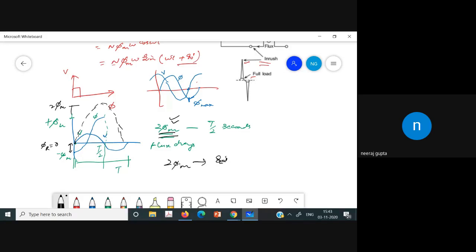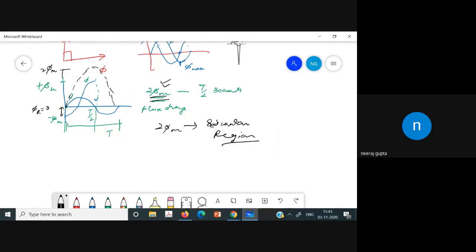So it drives the transformer deep into the saturation region because the flux demand is more, and it draws a large magnetizing current. It draws a large magnetizing current because when we are operating in the saturation region, we don't have a linear relationship between B and H, and as a result we will have a non-sinusoidal waveform. So it draws a large magnetizing current because of the flux and the non-sinusoidal waveform.